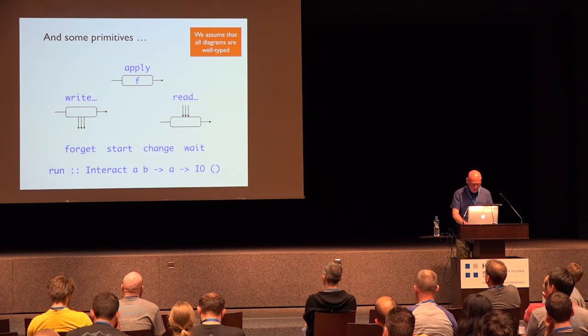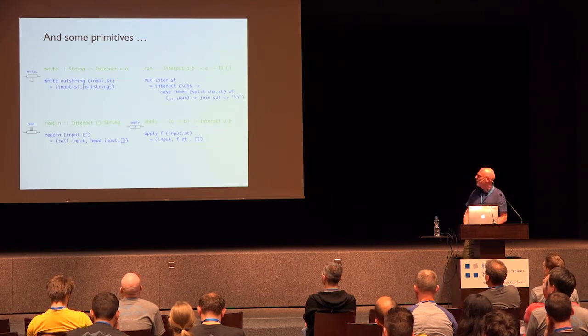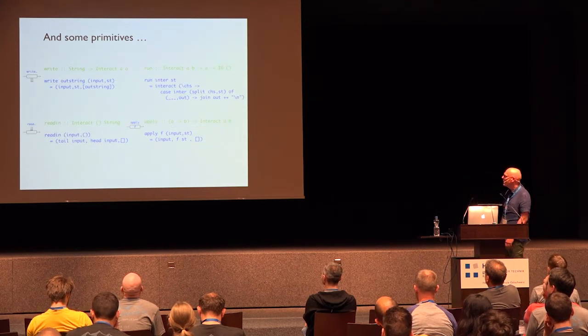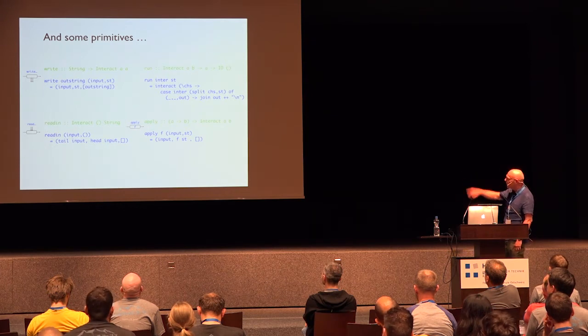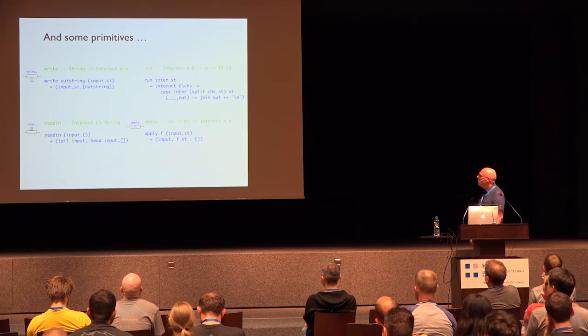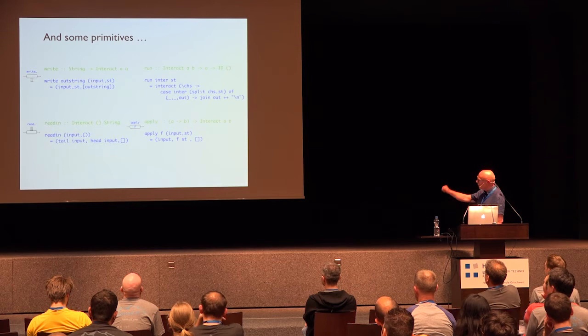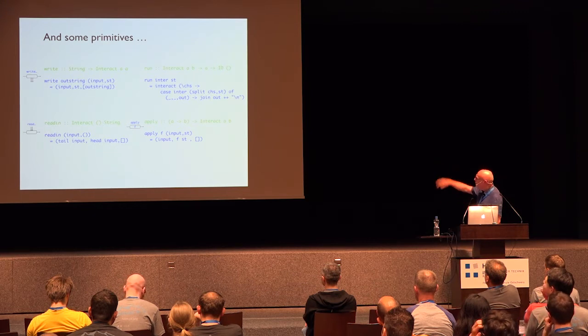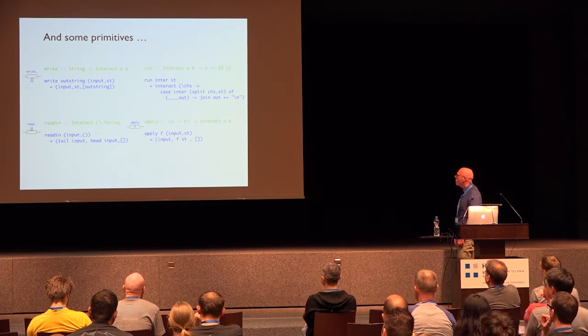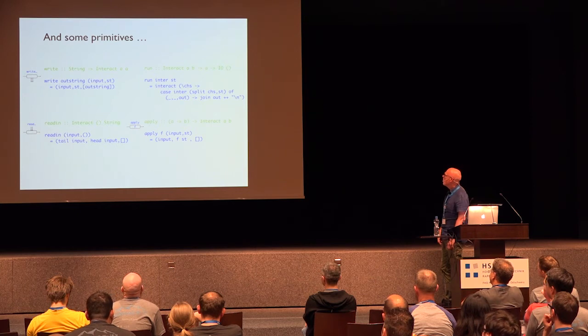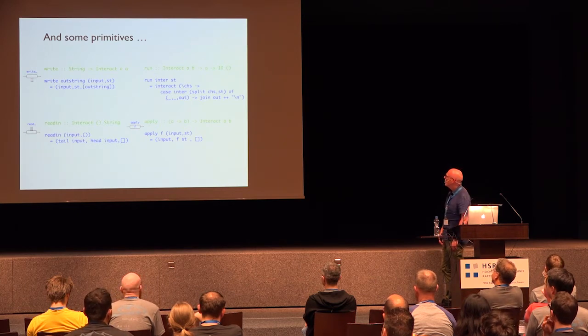Okay, so there's some primitives. And they look, as I'm sure you would imagine them to look. Apply, you just apply F to the state. Write, you just stick something in the output. Read, you take the tail of the input, and the head of the input is what you've read, and the tail of the input is what remains. And run, you effectively interact in that way.